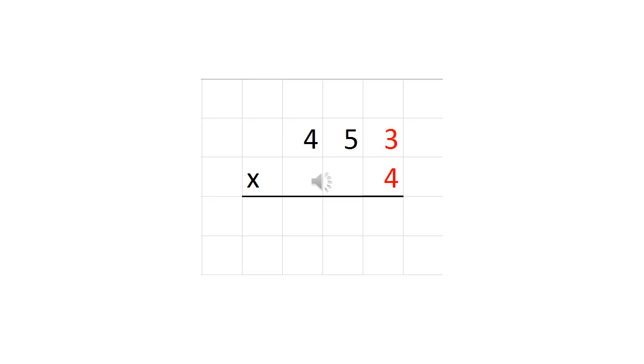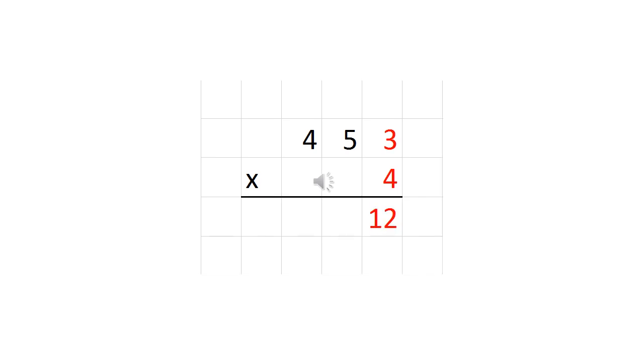Our first step then is with the ones place. So we have 4 times 3, which you know is 12, but that's going to give us a little problem. We have 4 times 3 is 12, but if you look, the 12 is in the ones place. And 12 is too big. We've got an extra 10 on there that should be in the tens place.